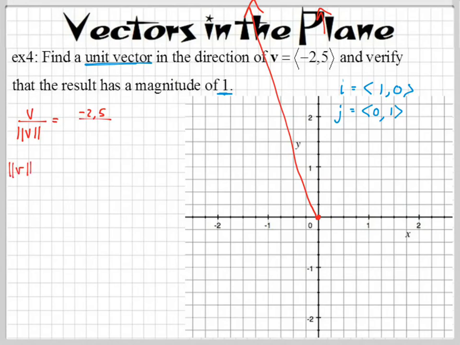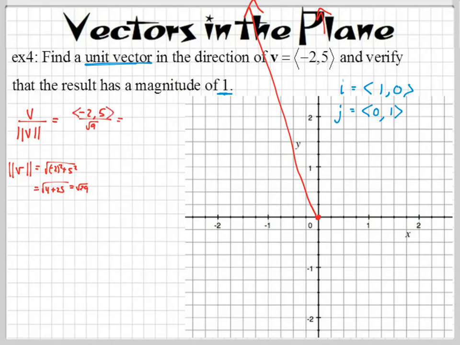Magnitude of this one: radical 29. Look how fast she goes. Okay, it's -2, and you got to square that, and then you got to square the 5. You get 4, and then plus 25, which is where you get the radical 29. Okay, so we got to divide this vector by radical 29.